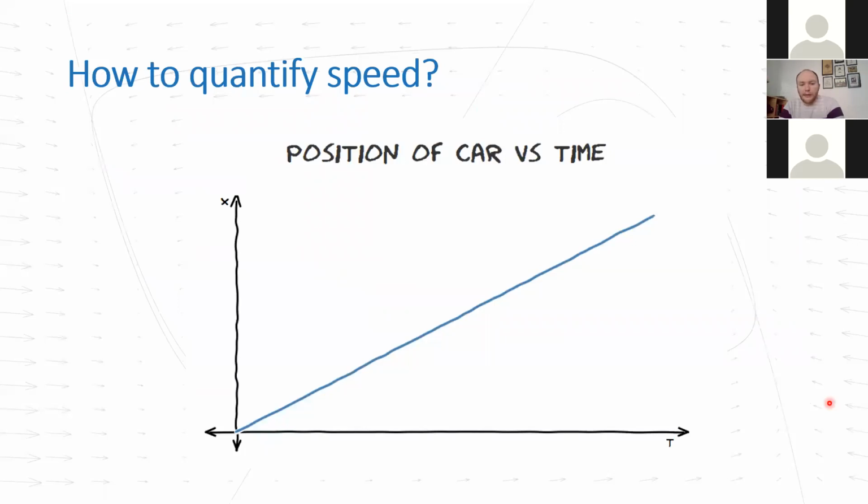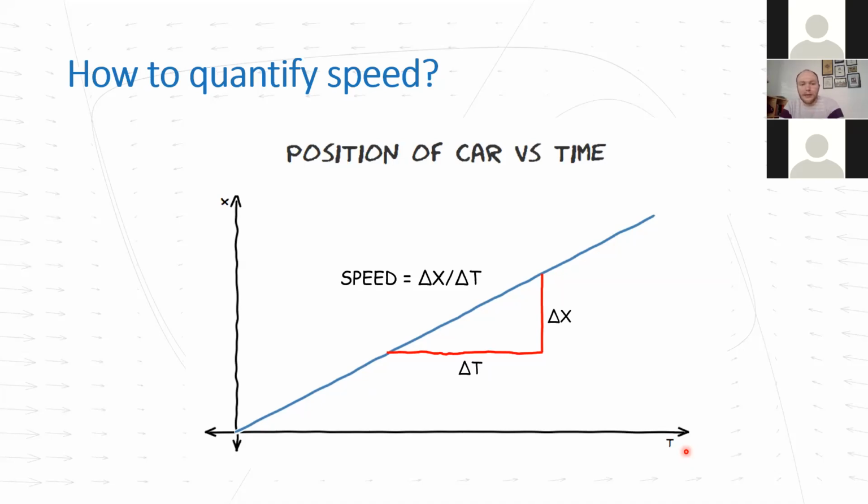Let's plot, for a car moving at constant speed, its position over time. We've got time on the x-axis, position on the y-axis. The plot would look something like this, assuming the car is moving at constant speed. To quantify the speed mathematically, we take the gradient of this line. We take a time step, for example, an hour, and we measure how far the car moves in that time. Let's say 60 miles, and then the speed would be 60 miles per hour. So we just take the change in position divided by the change in time.